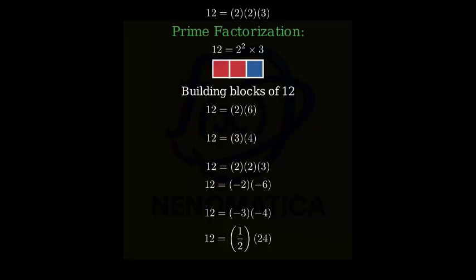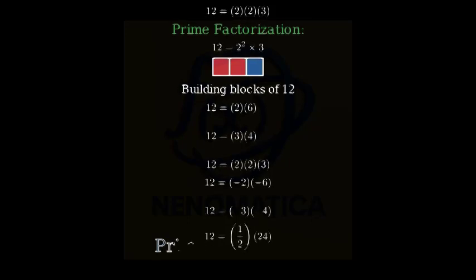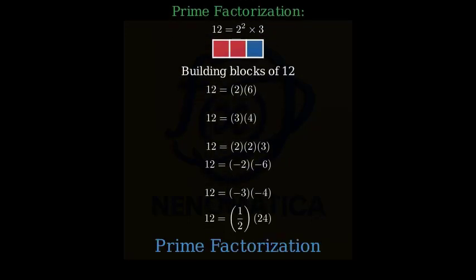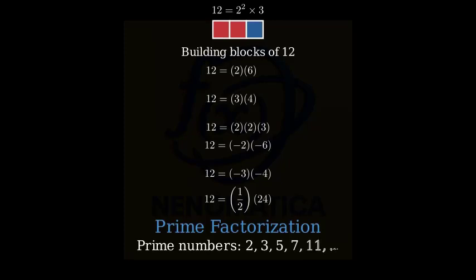One common method for factoring numbers is to express them as a product of prime numbers. A prime number is a natural number greater than one that cannot be formed by multiplying two smaller natural numbers. So, for example, 2, 3, 5, 7, 11, and so on are prime numbers.